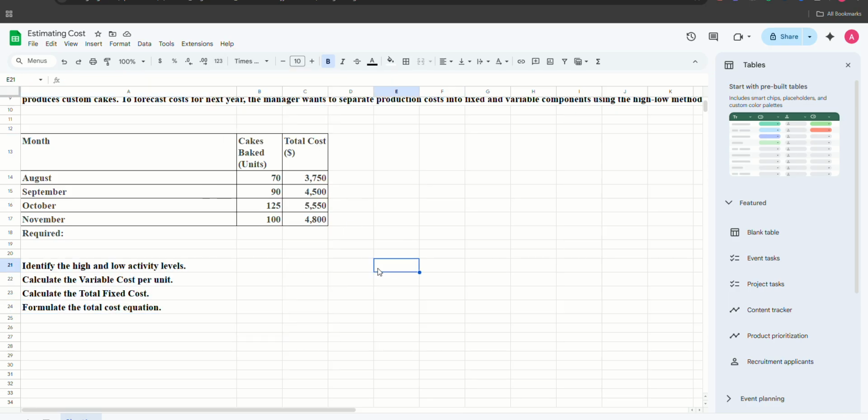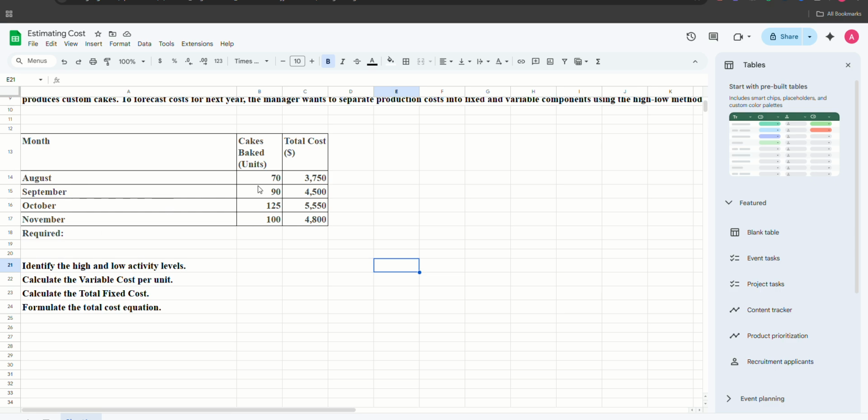Okay. So first, for estimating cost using the high and low method, what you need to find first is the variable cost per unit. So first step, identify the high and low activity levels. From this, you then have to calculate the variable cost per unit.